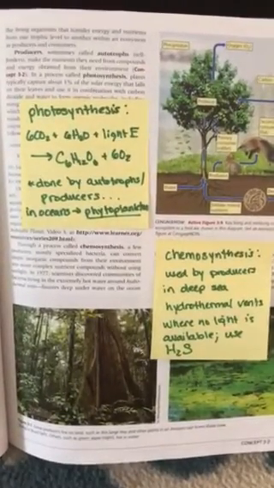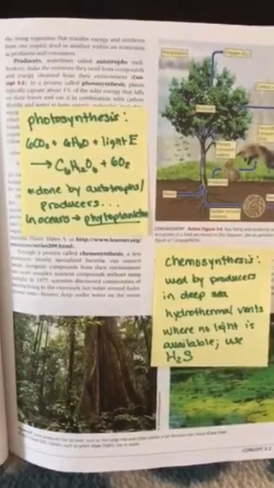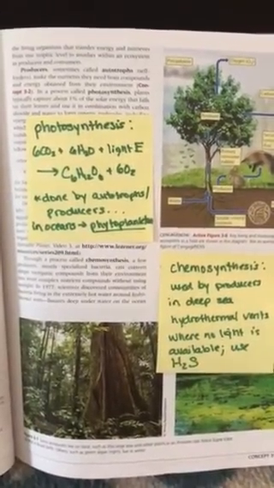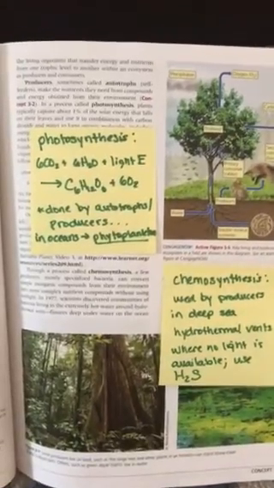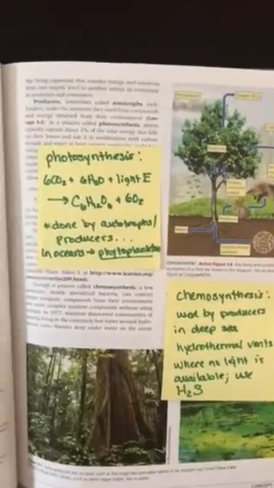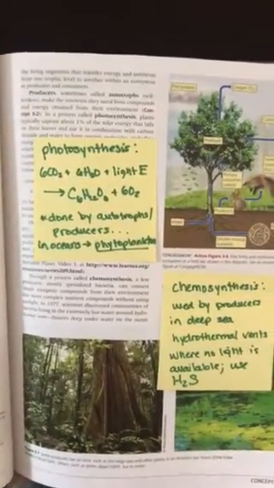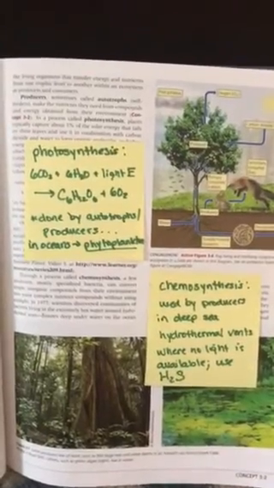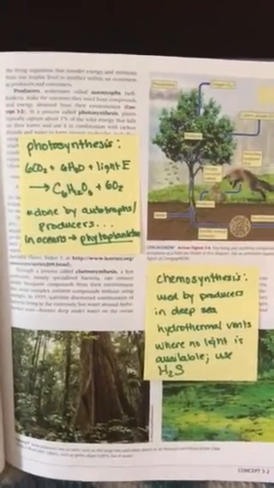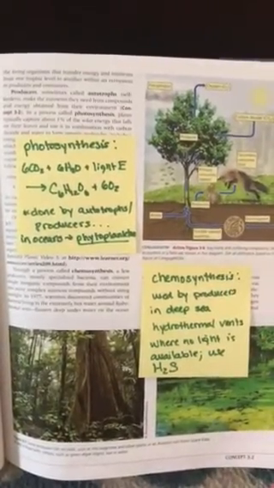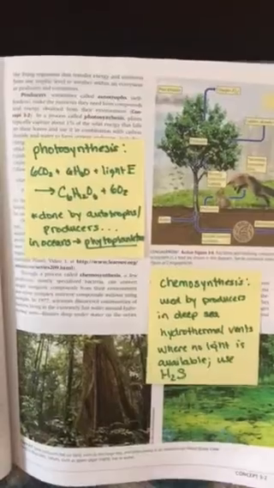Remember, it's done by autotrophs or producers. In oceans, our primary producers are phytoplankton. So very small, usually microscopic, free-floating, plant-like organisms that are responsible for producing a lot of energy. Chemosynthesis uses hydrogen sulfide gas as the energy source rather than light. So this is used by producers in the deep sea near hydrothermal vents. No light, but they can use that hydrogen sulfide gas.